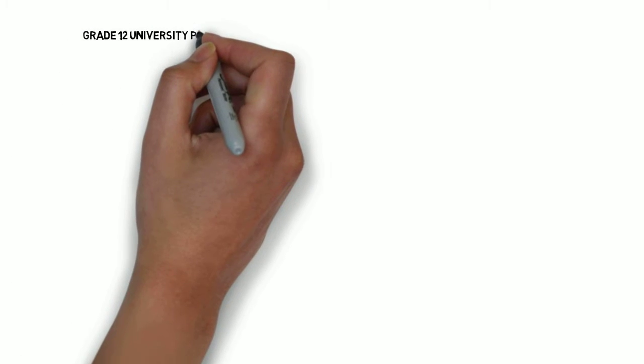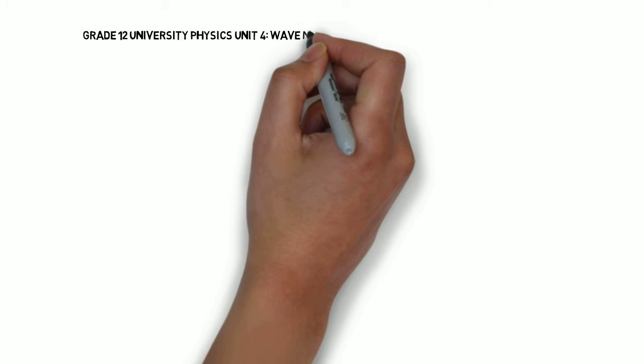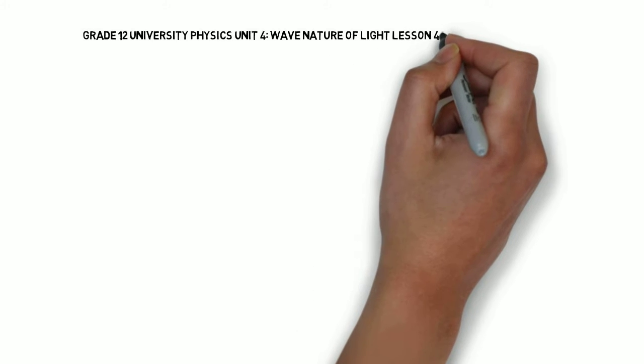This is grade 12 University Physics, Unit 4, the wave nature of light, Lesson 4, the double-slit experiment.